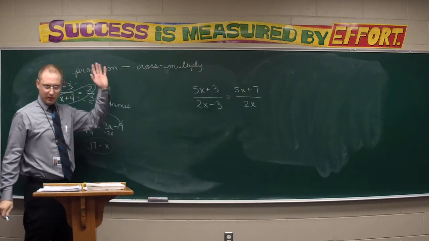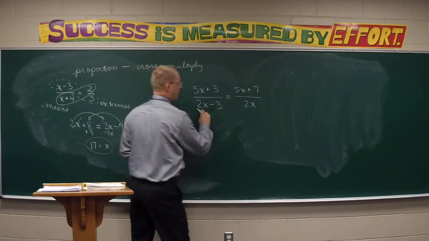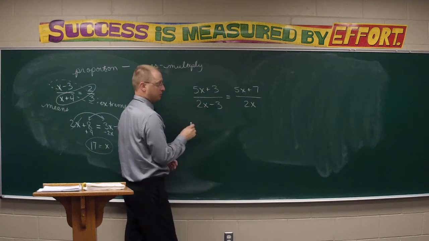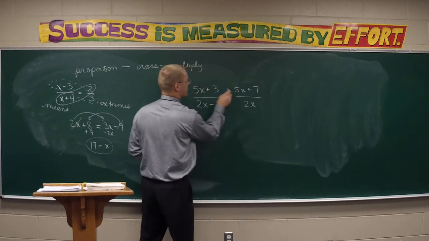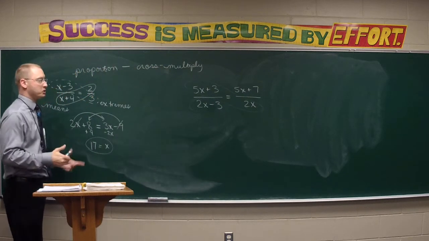So does that sound at least familiar to you? Right? And that's what we call it, because the product of the means, that's what we call a cross product or a cross multiplication, equals the product of the extremes. So we're making a big X, if you will, in our multiplication, hence cross multiply.